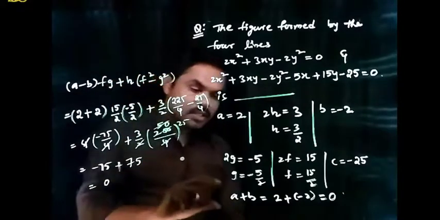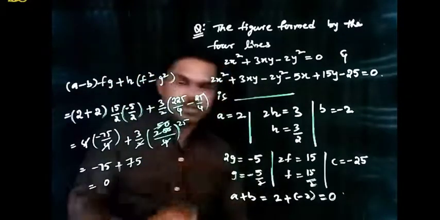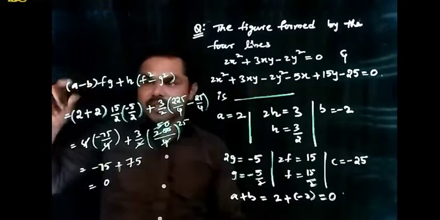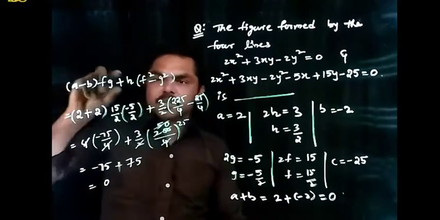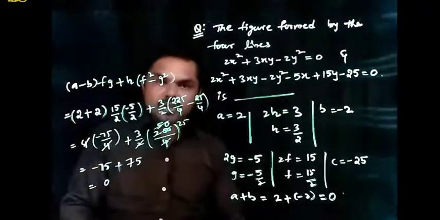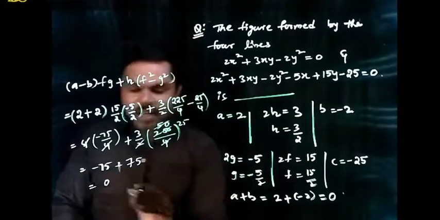Now what is the conclusion here? a plus b equal to 0, so it is case 2. In case 2, when a minus b into fg plus h into f square minus g square is equal to 0, it represents a square.